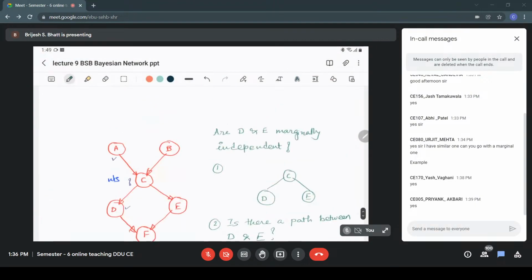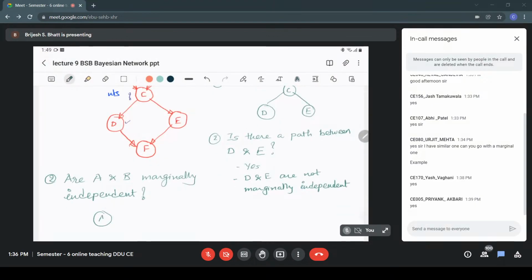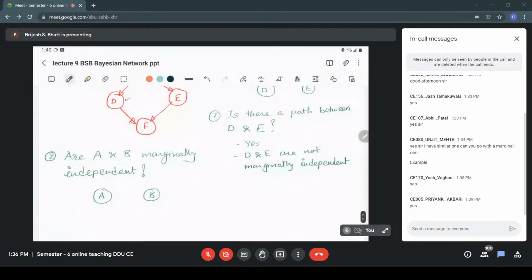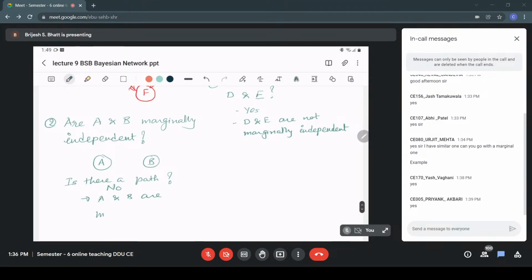So what you do again, we pick up the nodes under the question and their parents. So the graph would be something like this. They do not have any parents, so it will remain A and B like this, not connected. The nodes are not connected. So what will be the answer? Is there a path? The answer is no. Since the answer is no, it means that A and B are marginally independent.